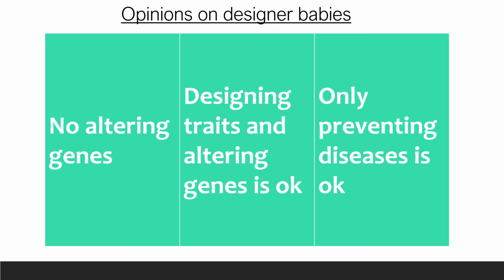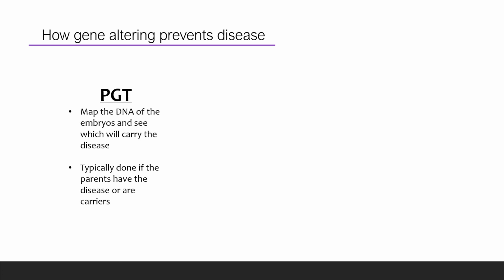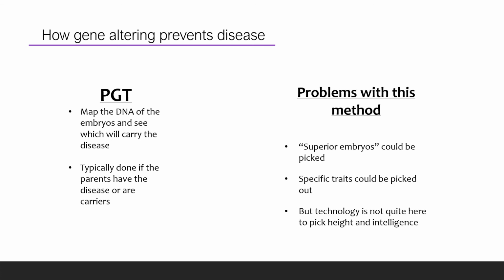One way to make sure a baby does not get a disease is using a method called PGT. This involves fertilizing the egg and seeing the DNA in the embryos to see which will carry a disease, selecting an embryo without it and putting it into the mother. People think this method could be taken too far and be used to get a superior embryo that has good traits like intelligence. But according to a November 2019 study, the technology is not there yet and is too unreliable to see if picking traits like tall and intelligent would actually work.